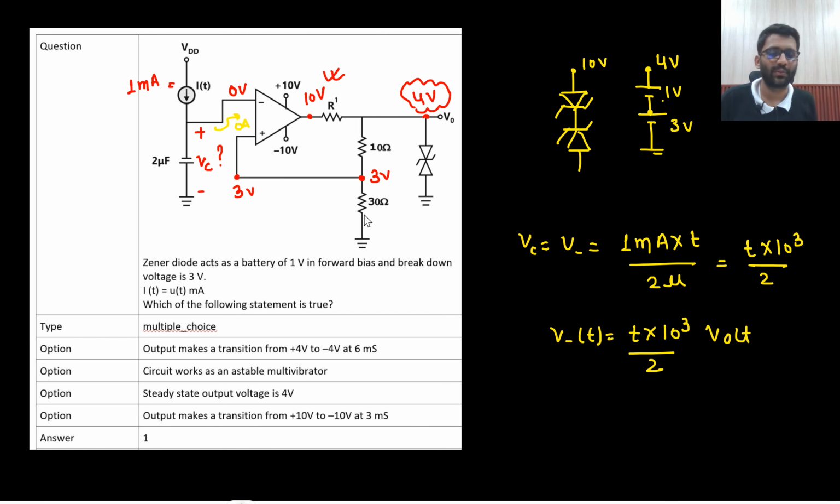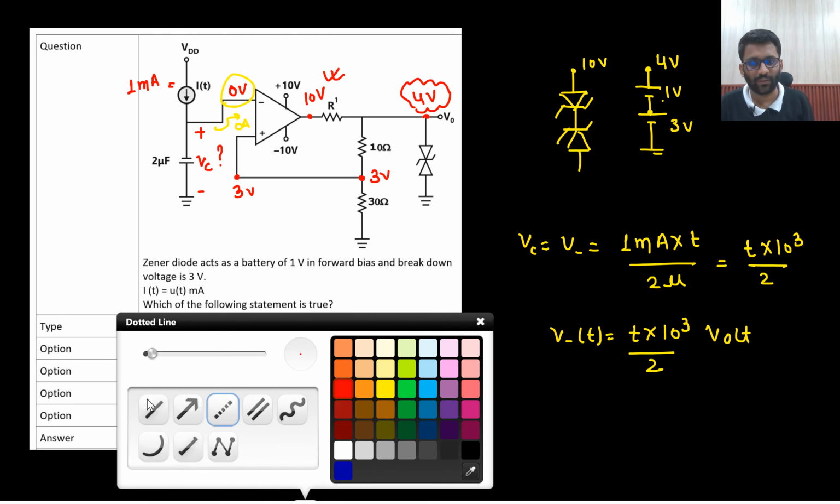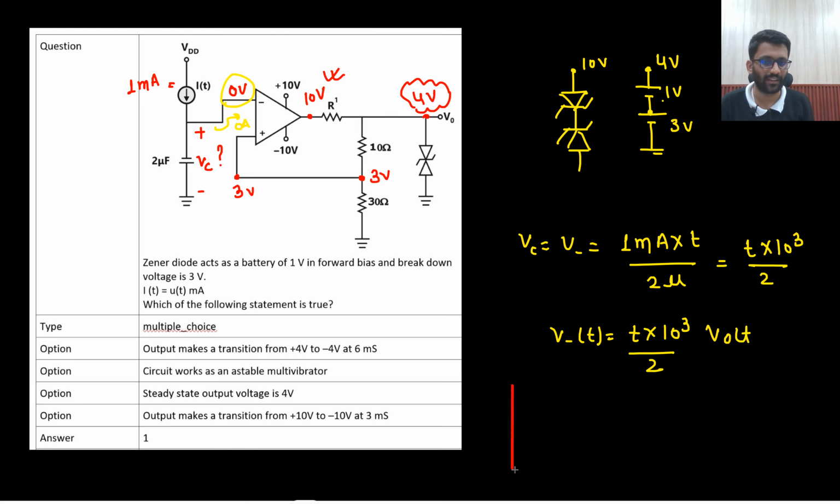Yeah. So now when will my output go to minus 10? When this node goes above 3 volt. This VC node is rising up, right? This VC node, or V negative node, you can see this is the equation with time t. So it is rising up. V negative of t keeps on rising up. There is no other way, because there is constant current, so it will keep on rising up.